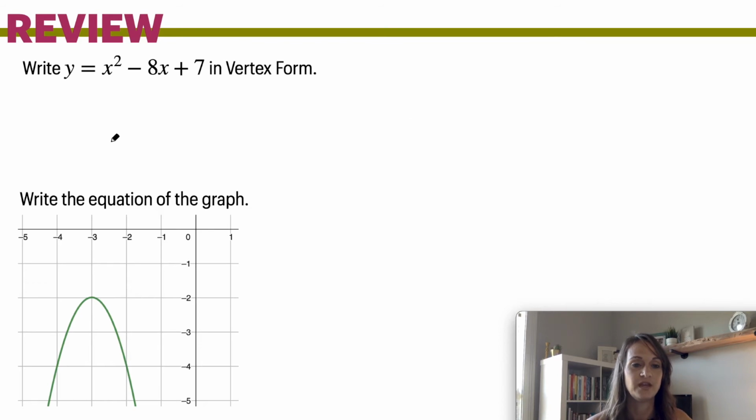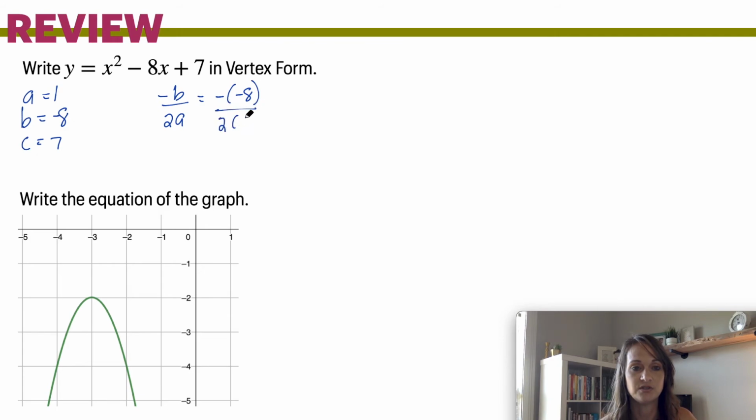So let's review. Let's write this in vertex form. First, we know that a is 1, we know that b is -8, and we know that c is 7. So to find the vertex form, we do -b over 2a. So we'll get -b divided by 2 times 1, so we'll get 8 divided by 2, which is 4. So we know that the x value of our vertex is 4. Remember, that is h. Now we got to find k.